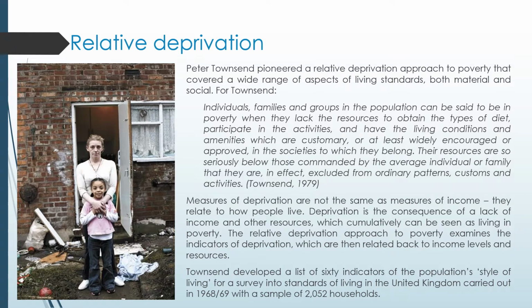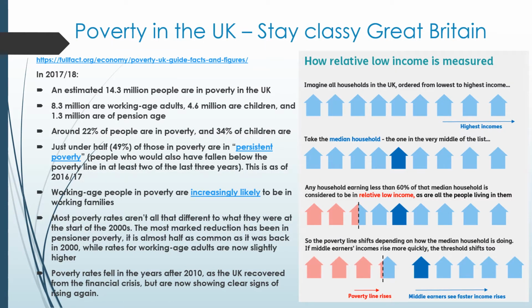And if we think about society today, bringing it a little bit more contemporary, in 2017-18, it was estimated that 14.3 million people in the UK were living in poverty. So that's quite a big proportion. About 22% of the UK population are in poverty. 34% of all children are living in poverty. And just under half, 49%, are in persistent poverty. So they're always living in poverty.